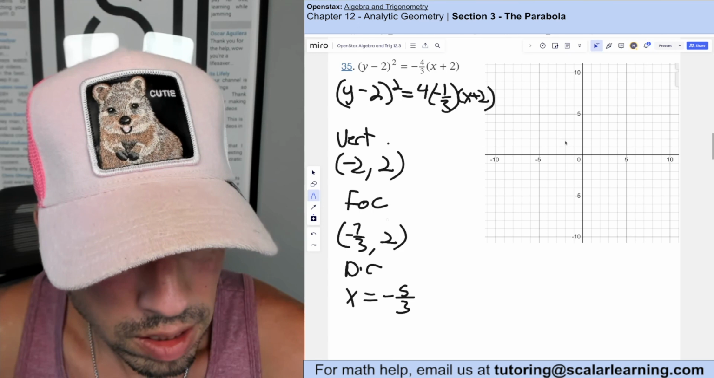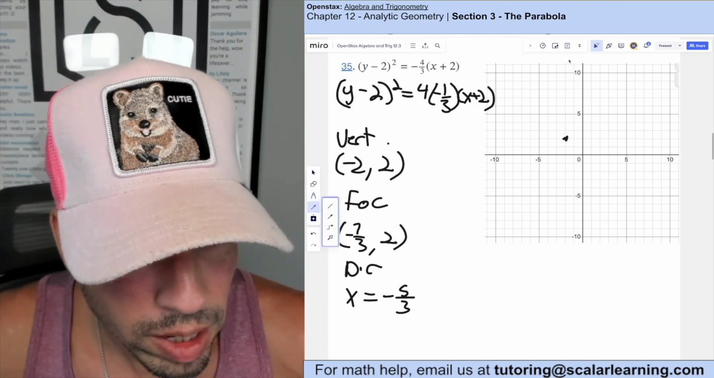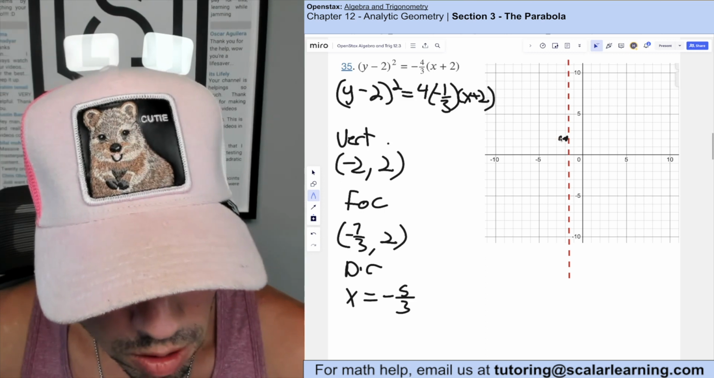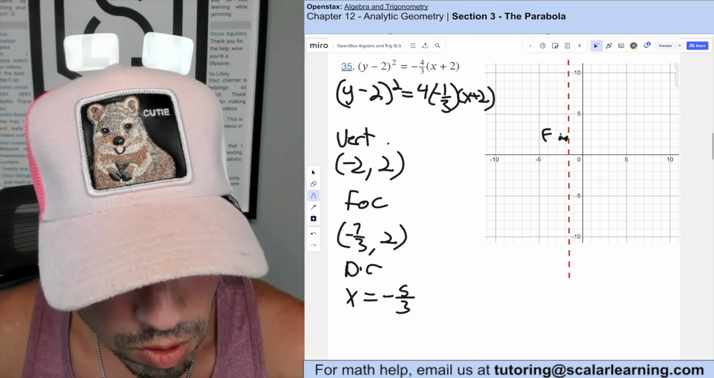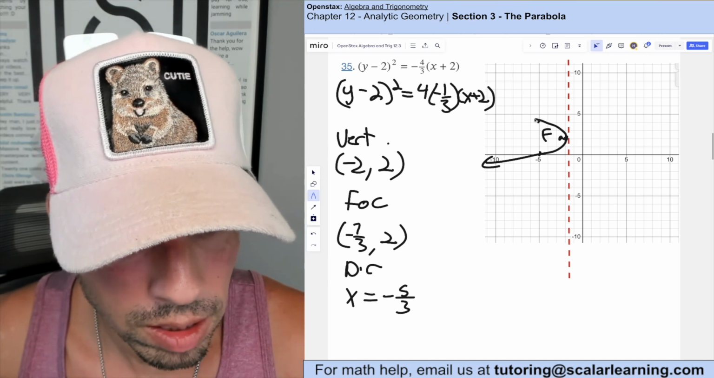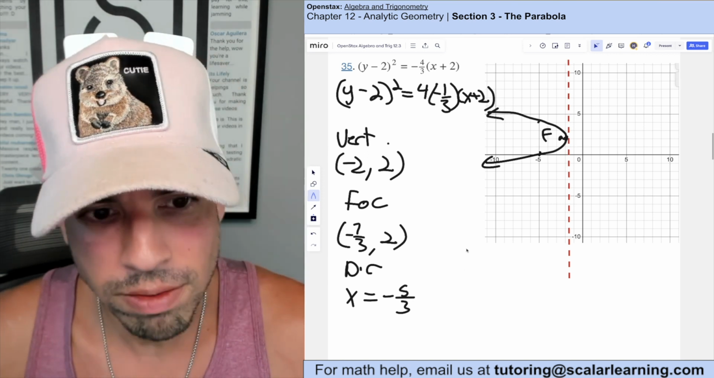So our vertex is at negative 2, 2. Our directrix is right behind it. And then our focus is 1/3 to the left, a little focus there. And then we wrap it around like this, wrap it around like this. There's your graph. That's how you do it.